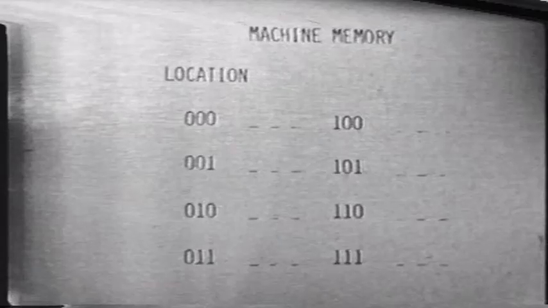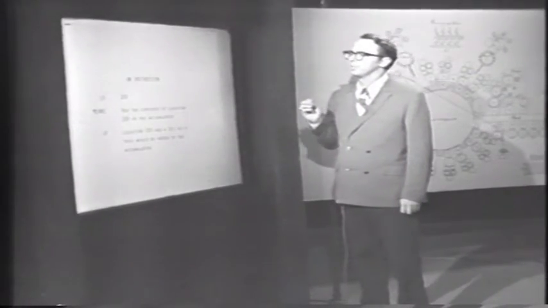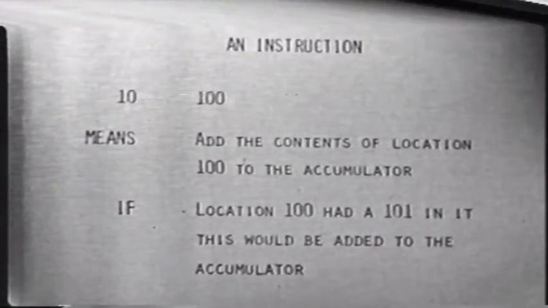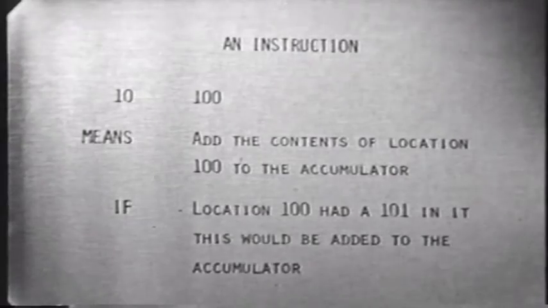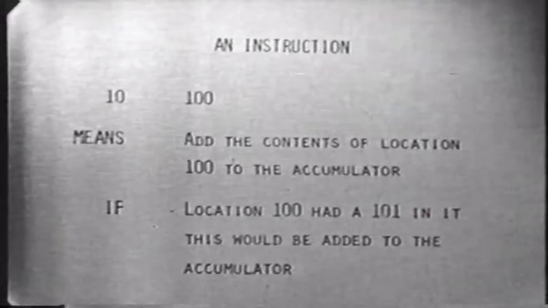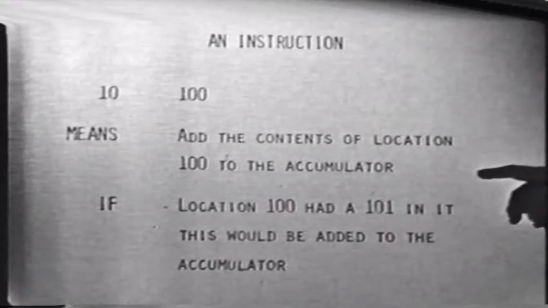Now, let's combine the opcode and the operand and look at a typical instruction. For example, the instruction which is made up of the opcode 10 and the operand 100 would mean add the contents of location 100 to the accumulator. If location 100 had the combination of bits 101 in it, this would be added to the accumulator. One of the most difficult concepts in first coming to grips with a programming language is to distinguish between the name of the location, in this case 100, and its contents, in this case 101.